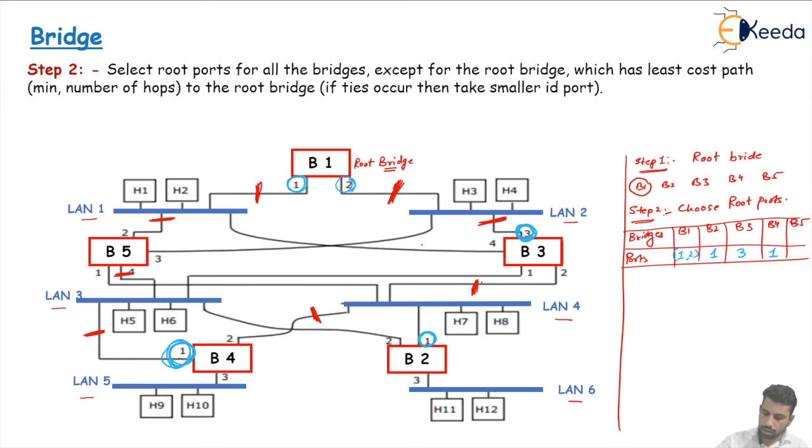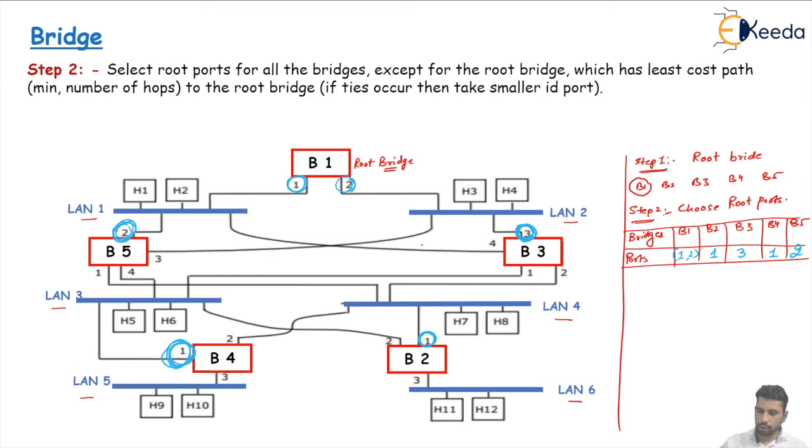Okay, so try for bridge number 5. For bridge number 5 we have the possibility with port number 2 and 3. Port number 2 we will reach the root bridge with 2 links. Port number 3 also we will reach the root bridge with 2 links. So we will choose the lower index, and the lower index is port number 2. We will choose port number 2 as the root port for bridge number 5. So our second step is done. We will choose the root port for all the bridges.